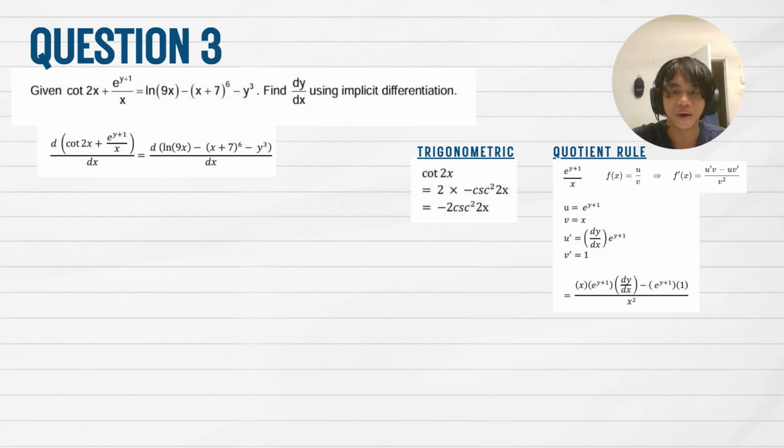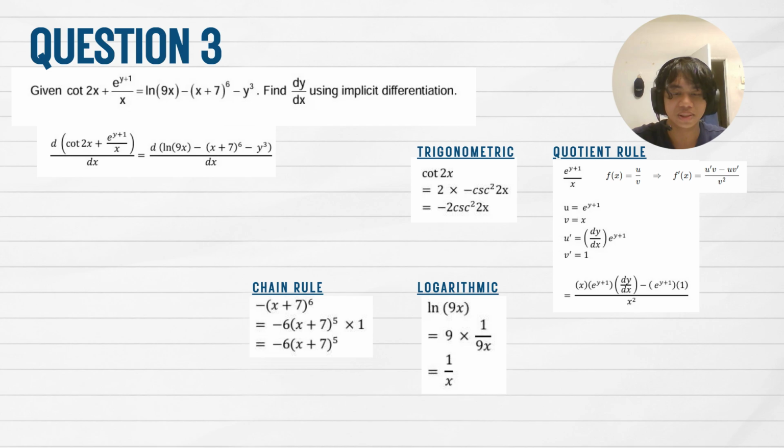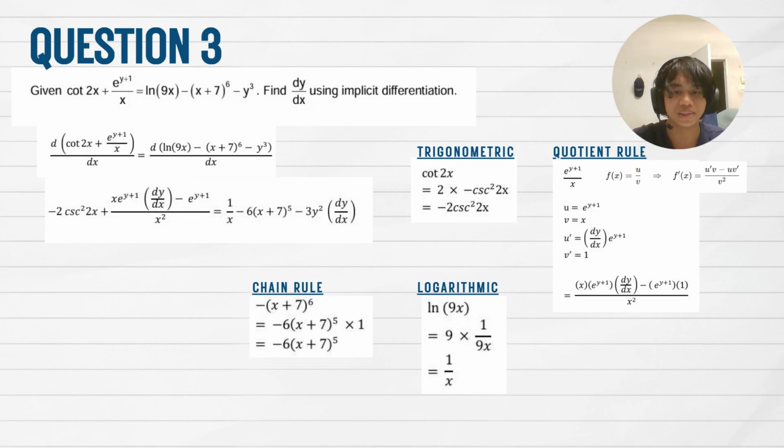Moving on, equals to differentiating ln 9x, we will get 1 over x, and differentiating (x plus 7) to the power of 6 using the chain rule technique, we will get negative 6 (x plus 7) to the power of 5, and lastly is negative 3y squared dy dx.